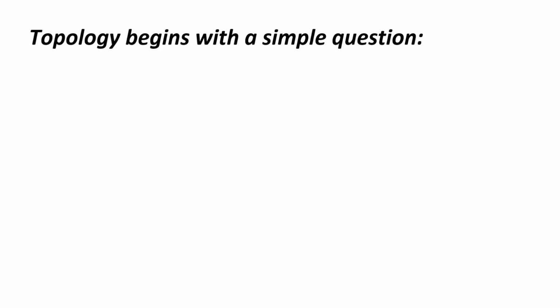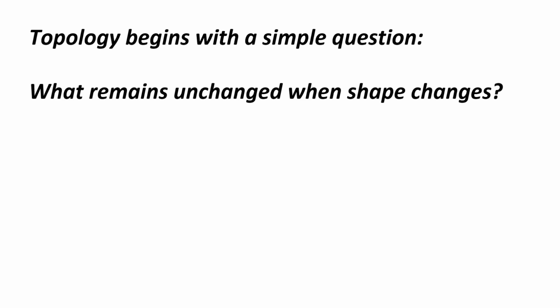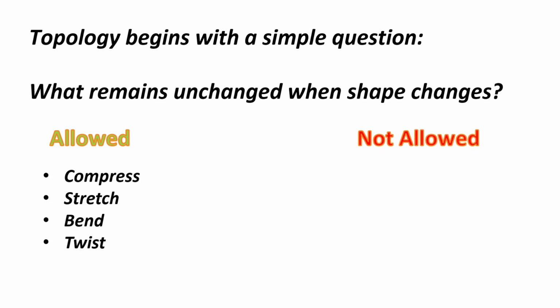So topology begins with a simple question, which is: what remains unchanged when the shape changes? There are some allowed things and some not allowed things. The allowed things are that you can compress it, stretch it, bend it, and also twist it. But you cannot tear it or glue it to make new objects. This is nothing but continuous deformation in topology.